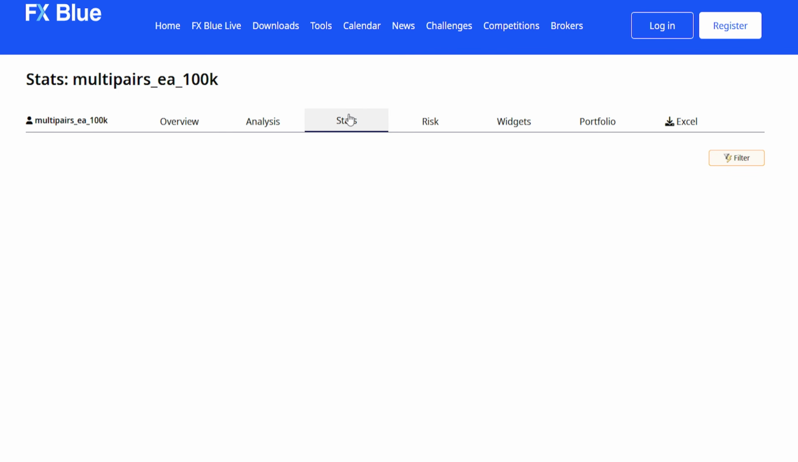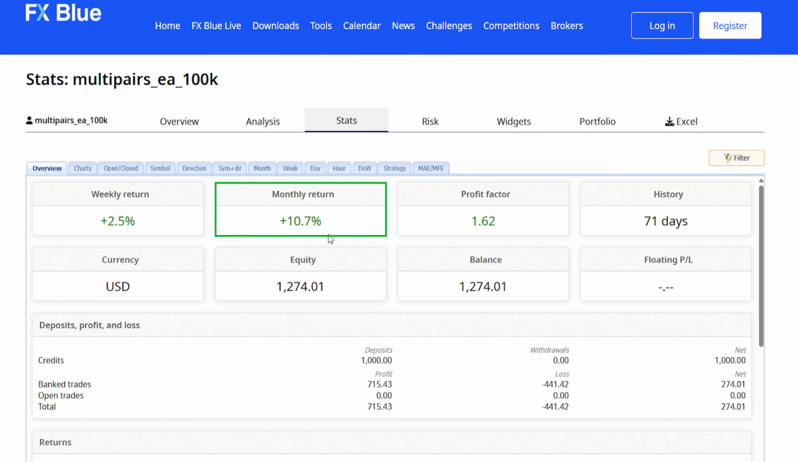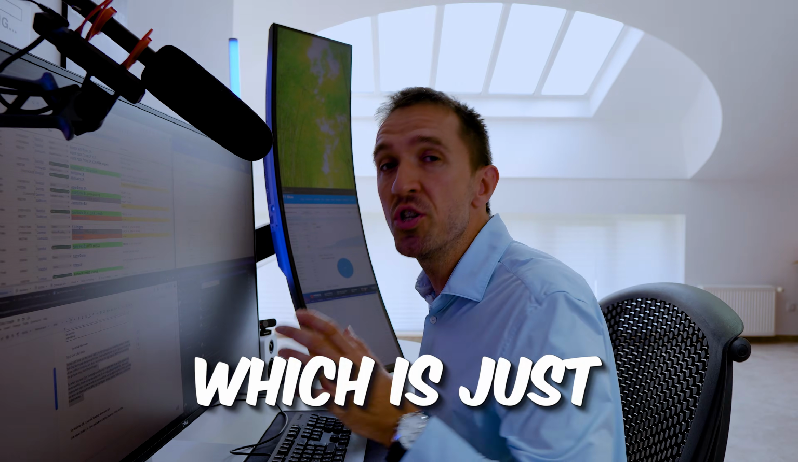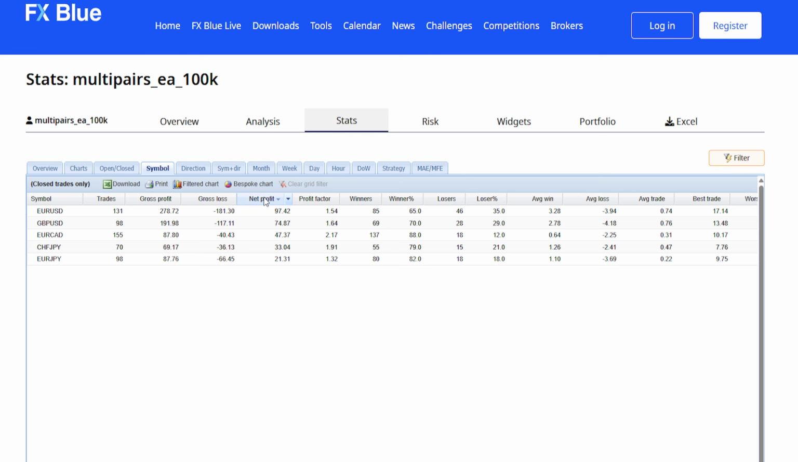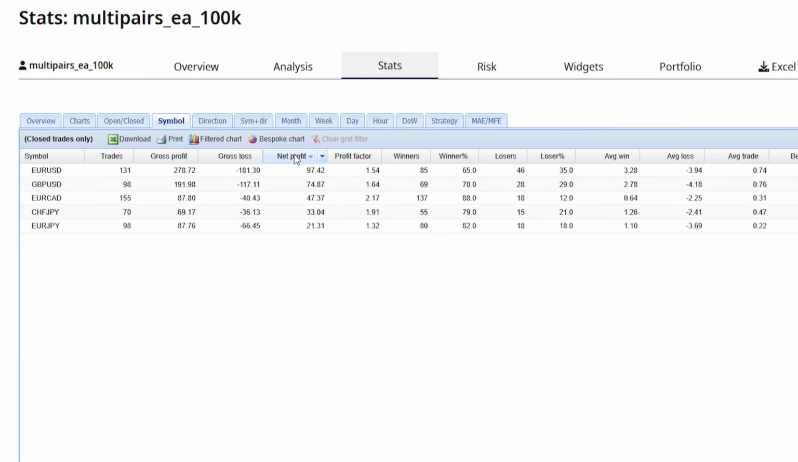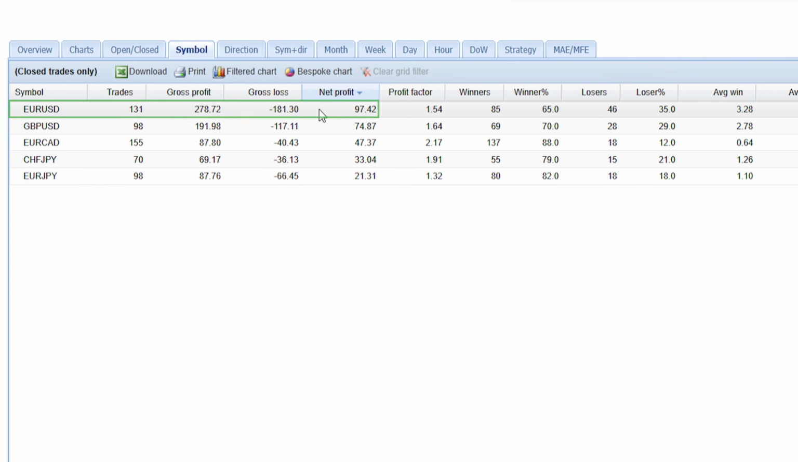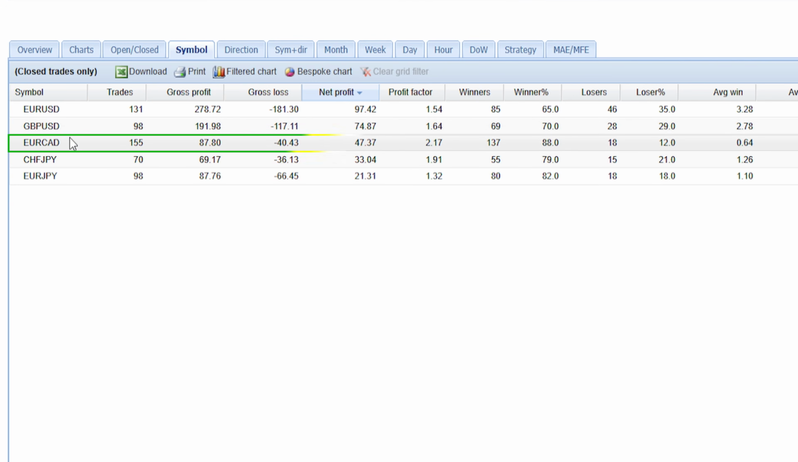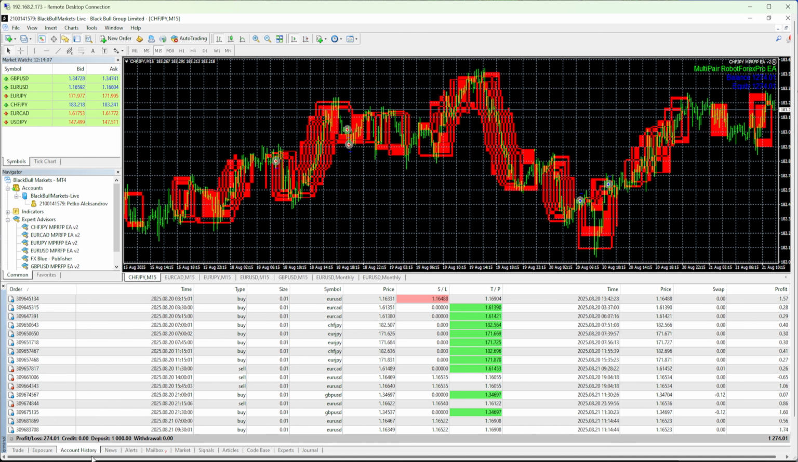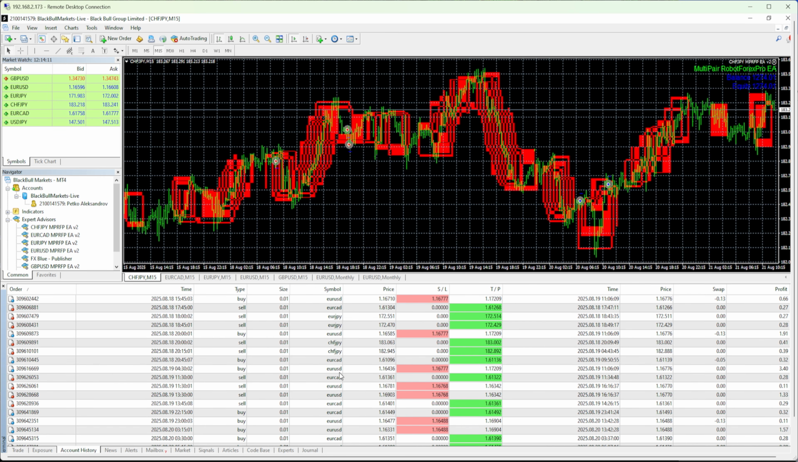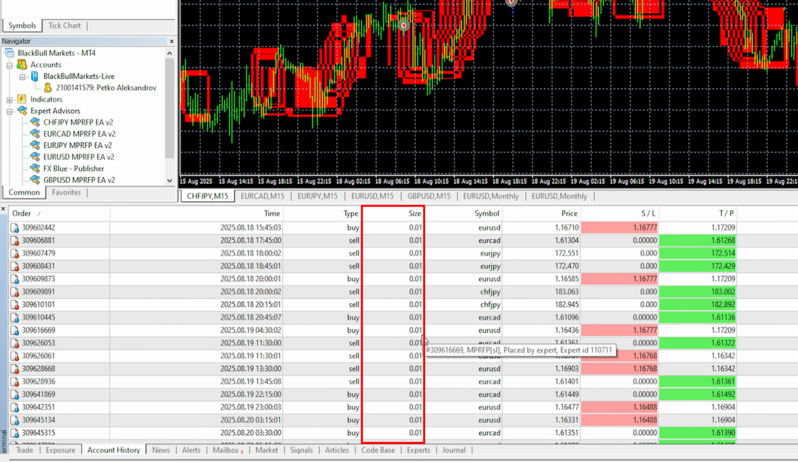Now I want to go to the stats, and you will see that we have an average monthly return of 10%, which is just fantastic. If I show you the symbols, let's see which is the most profitable currency, and that is the Euro dollar. We have the pound dollar on the second spot, Euro CAD, Swiss yen, and Euro yen at the bottom, but still a profitable result, which means that the expert advisor succeeds in recovering all of the trades, even though it adds just 0.01 to every position.